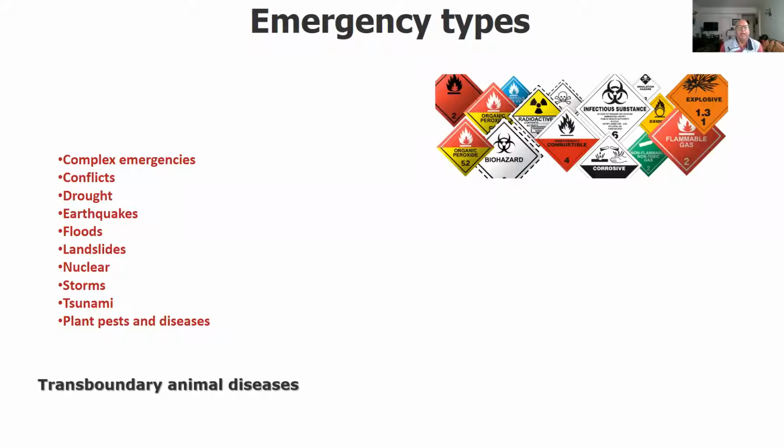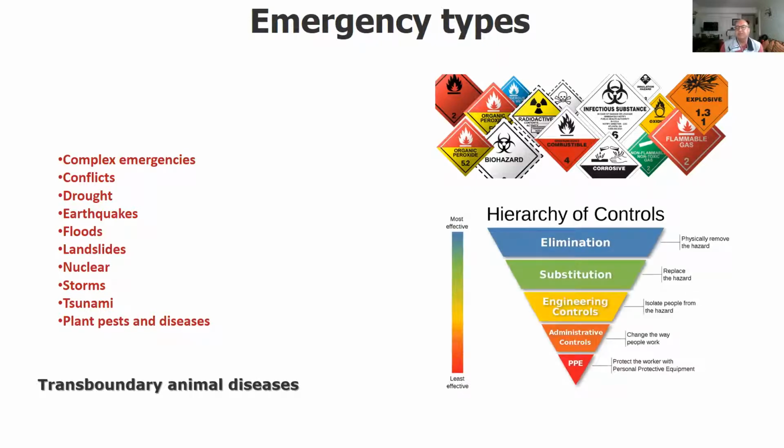Emergency types. You might have seen one of the emergencies, transboundary animal diseases, but there are other emergencies apart from our domain, like conflict, drought, earthquake, floods, landslide, nuclear, storm, tsunami, and even plant pests and other diseases. To control and contain these types of emergencies, there are some principles, starting from protecting yourself until physically removing the hazard and whatever the emergency has caused. So these are some of the control strategies, like elimination, replacing the hazard, isolating people from the hazard places, and changing the way people work. So these are some of the emergency principles in general.